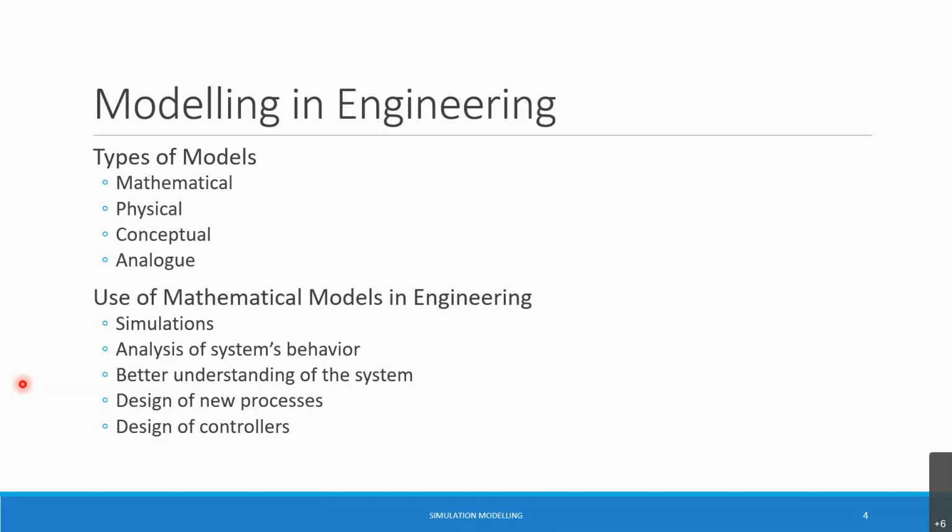So these mathematical models have been used in engineering, for example, for simulation. That's what I'm going to talk about today. Simulation could be used for analyzing the behavior of a system. For example, I'm interested in knowing what erosion process is taking place in a watershed. Maybe I can develop a hydrology model which simulates the process of erosion, and then try to understand how the erosion process takes place. Or for better understanding of a system, or designing new processes, or the design of controllers.